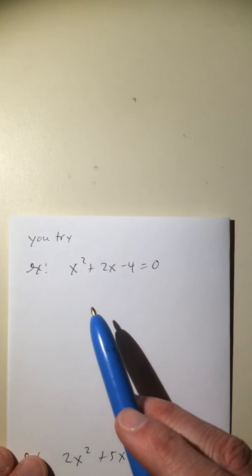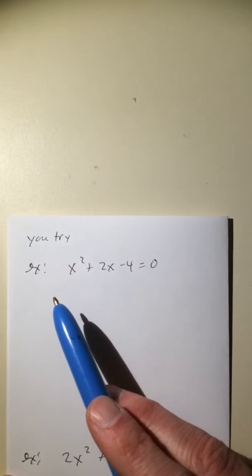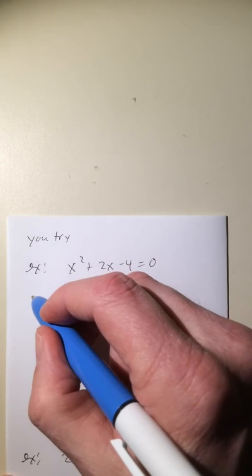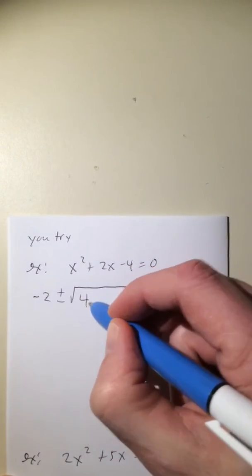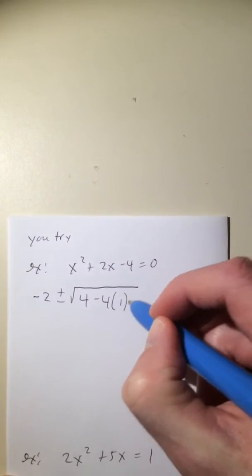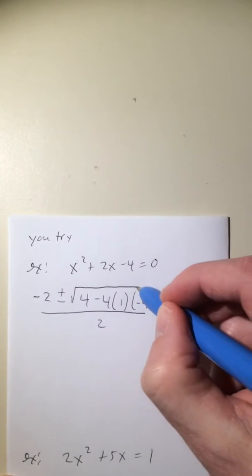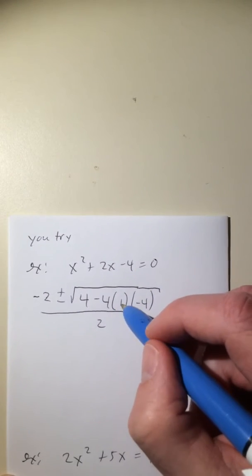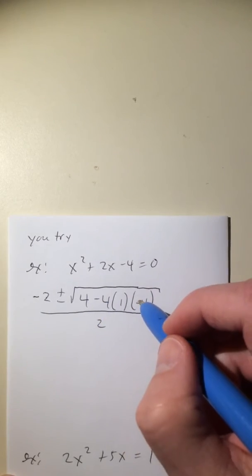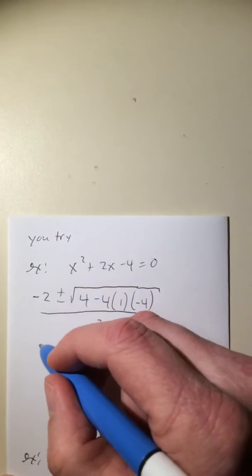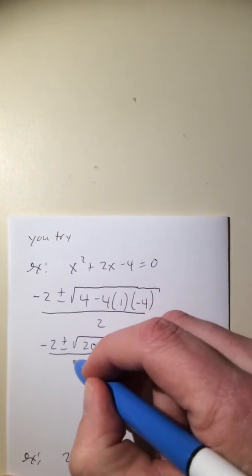All right, so I assume you had plenty of time or all the time you needed to run this right through the formula. So we'll do this together very quickly. So negative 2 plus or minus the square root of, and again, you have all of these steps yourself, 4 times 1 times negative 4. All of that's over 2. And 4 times 1 is 4, times negative 4 is negative 16. 4 minus negative 16 is the same as 4 plus 16, or 20. Negative 2 plus or minus the square root of 20 over 2.